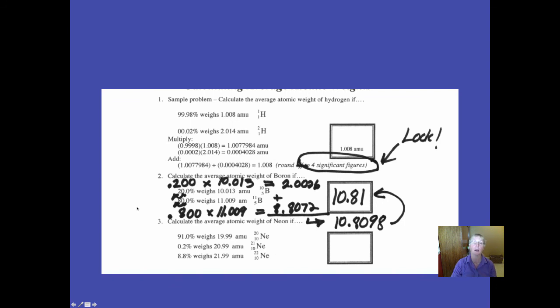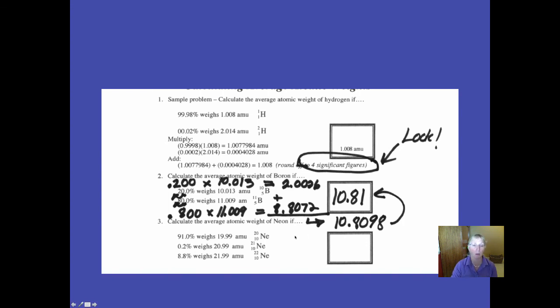Calculate the average weight of boron if 20% of the boron you find out in nature weighs 10.013 atomic mass units per atom, and the other 80% weighs 11.009. Percents always get turned into decimals by moving 2 places to the left, times it by its mass, leave that number sitting in your calculator. Do it again. 80% is 0.800 times 11.009. Leave that number sitting in your calculator. Now add the two together. In my calculator, I saw the answer 10.8098. Rounded off to 4 sig figs, that's 10.81.